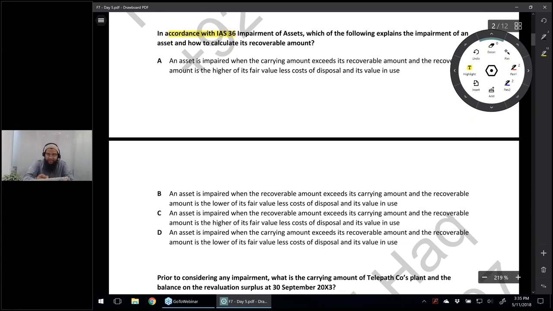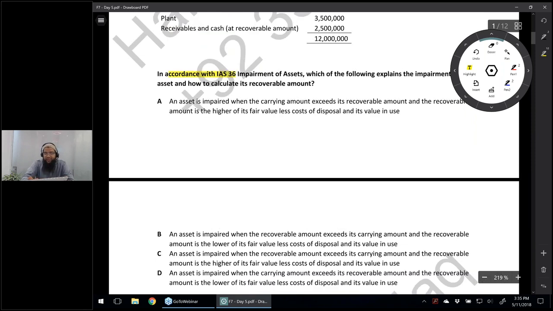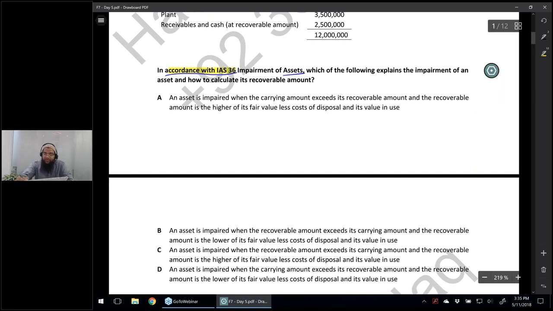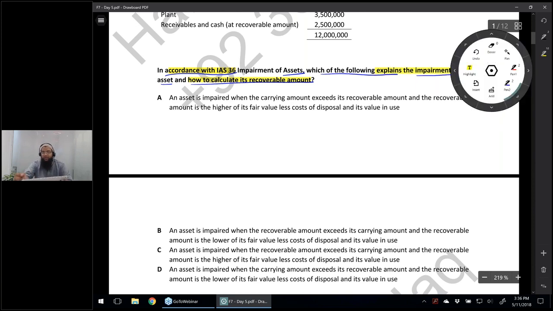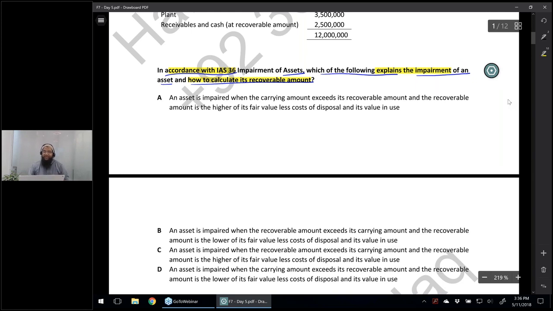in accordance with IAS 36 Impairment of Assets, which of the following explains the impairment of an asset and how to calculate its recoverable amount? So there are two requirements: which of the following statements explains the impairment and the calculation of the recoverable amount. Now, the first statement says that an asset is impaired when the carrying amount exceeds the recoverable amount.